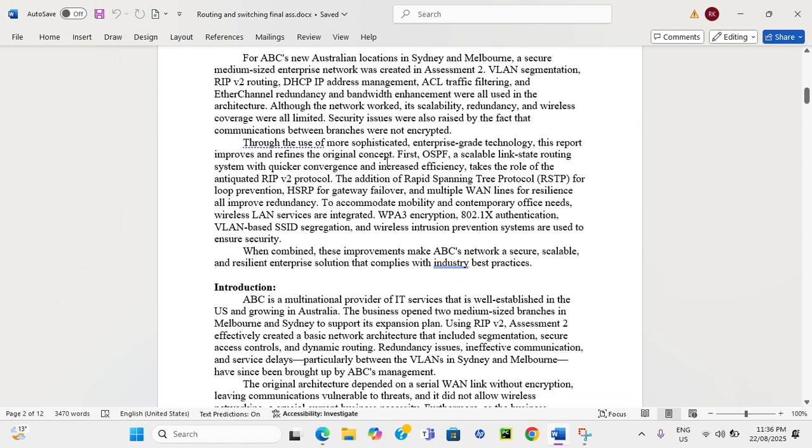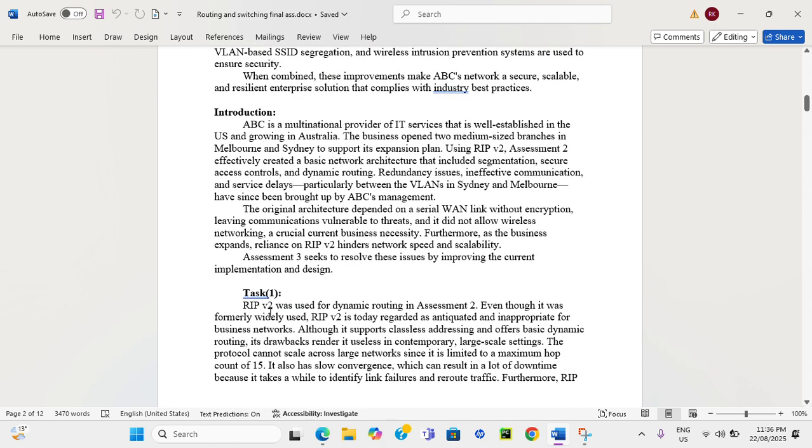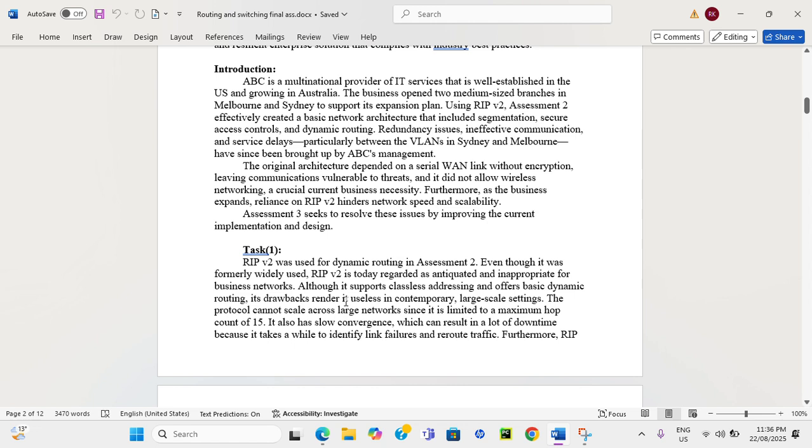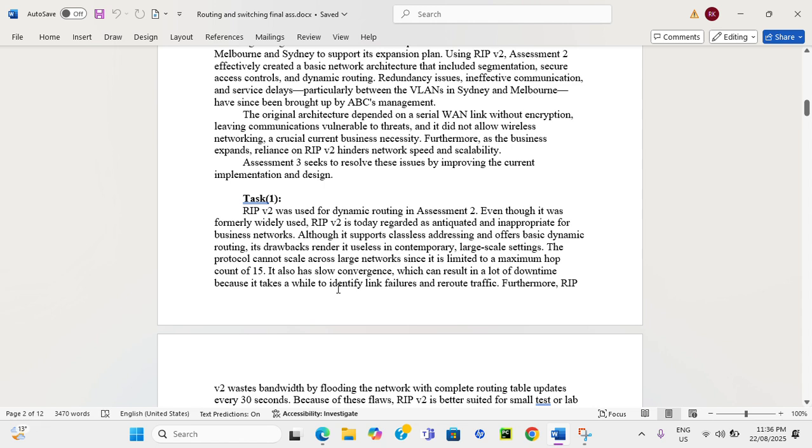I had used RIPv2 for routing, VLANs for segmentation, DHCP, ACL, and EtherChannel. While it works, some key issues remained. Firstly, RIP version 2 is outdated, slow to converge, and also not scalable.